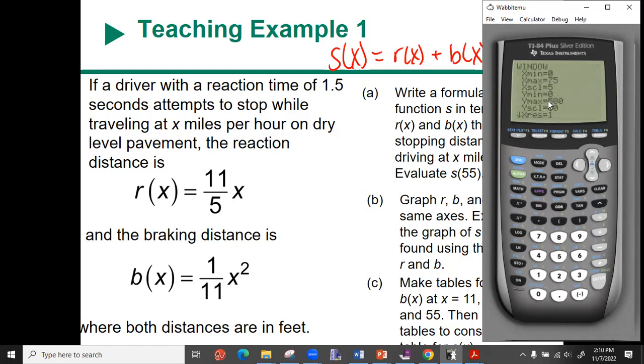So we were changing our values, our domain and range of the problem to make it more realistic. Because we're not going to talk about negative speeds. We're not going to talk about negative distance. So notice how I changed them from 0. And there's a set speed limit. Are you going to be going 135 miles per hour? No. So why do I need my max to be at 135?